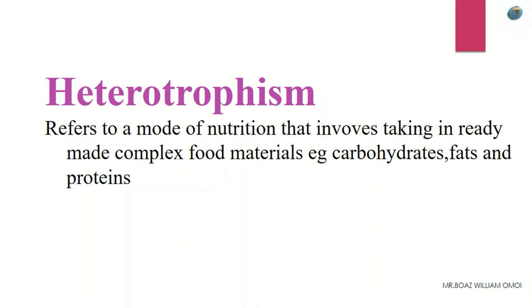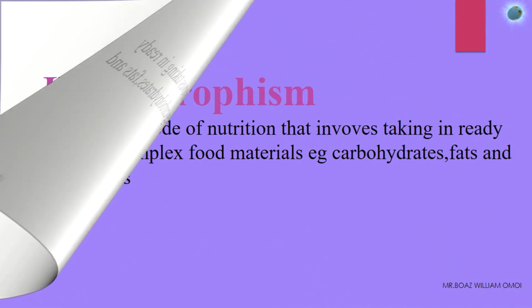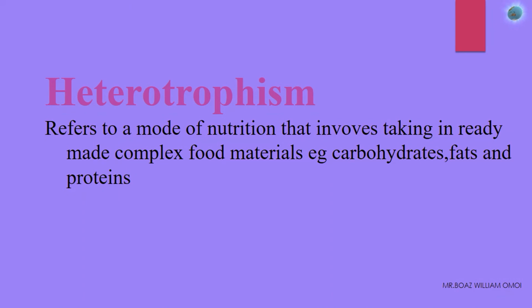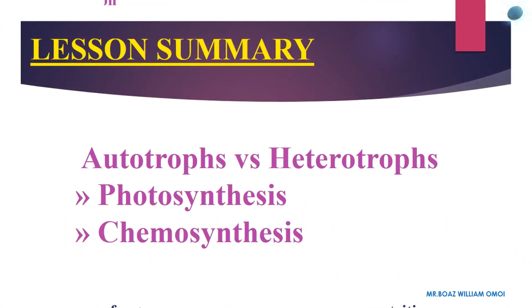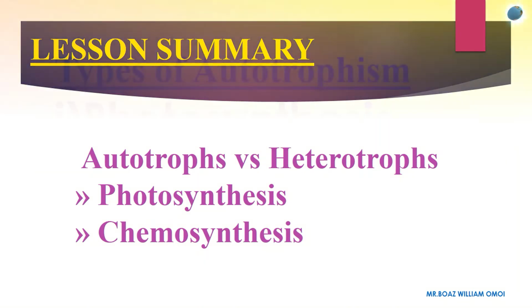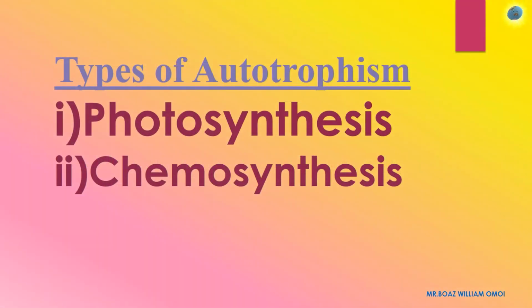Very, very important. Now, students, up to that point, we have looked at nutrition. We have looked at the modes of nutrition, autotrophism and heterotrophism. We have also looked at autotrophs, organisms that make their own food materials. And we have looked at heterotrophs, organisms that feed on already synthesized food materials. Very, very important. We have also looked at the two types of autotrophism. We have photosynthesis and we have chemosynthesis.